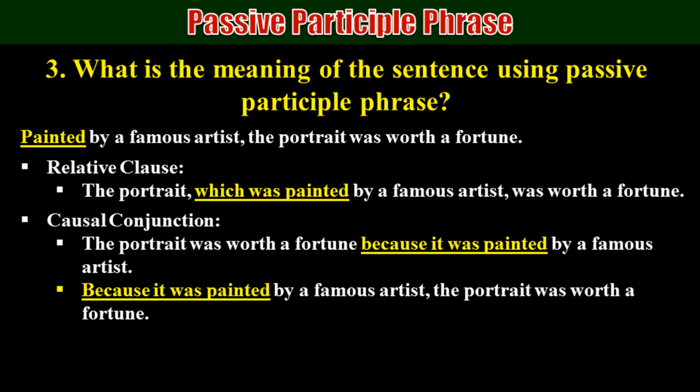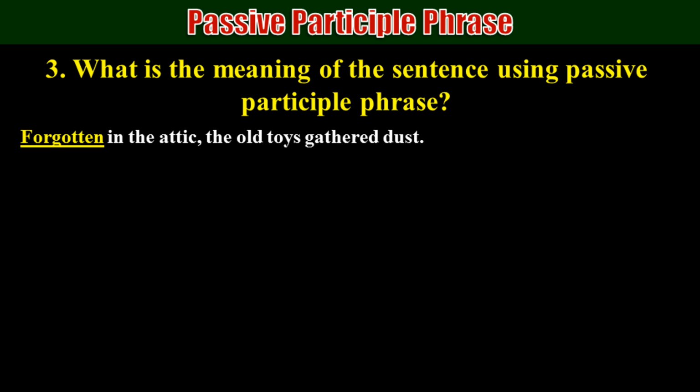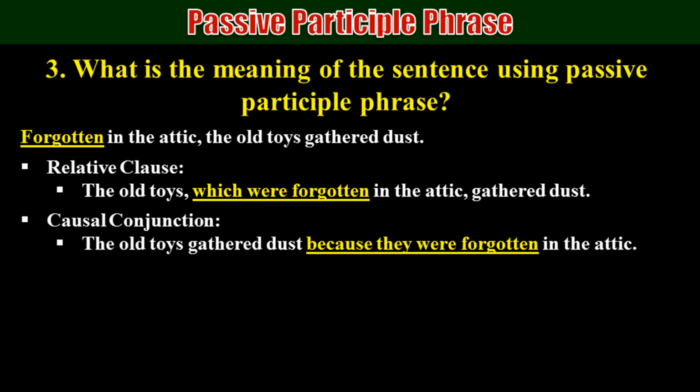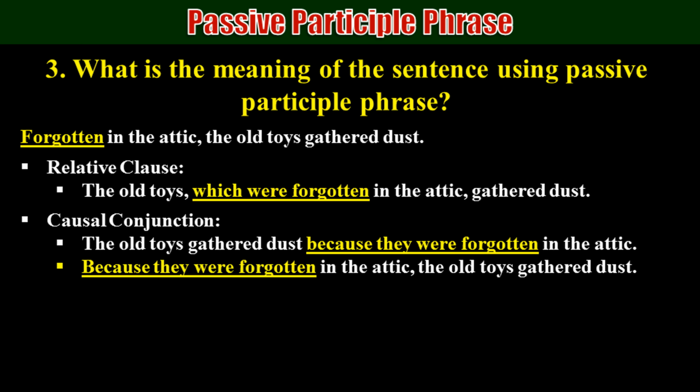Sentence using a passive participle phrase. Forgotten in the attic, the old toys gathered dust. Using relative clauses. The old toys, which were forgotten in the attic, gathered dust. Using causal conjunctions. The old toys gathered dust because they were forgotten in the attic. Or, because they were forgotten in the attic, the old toys gathered dust.